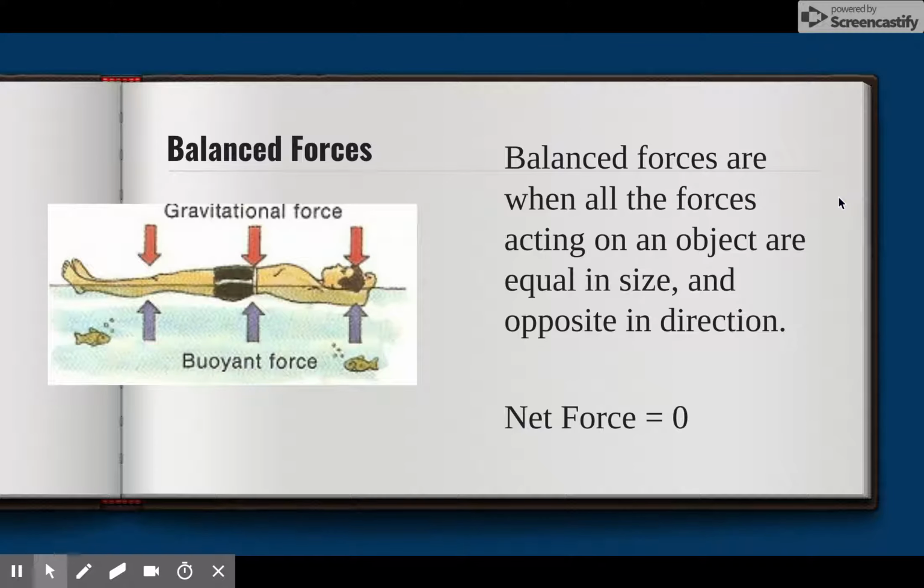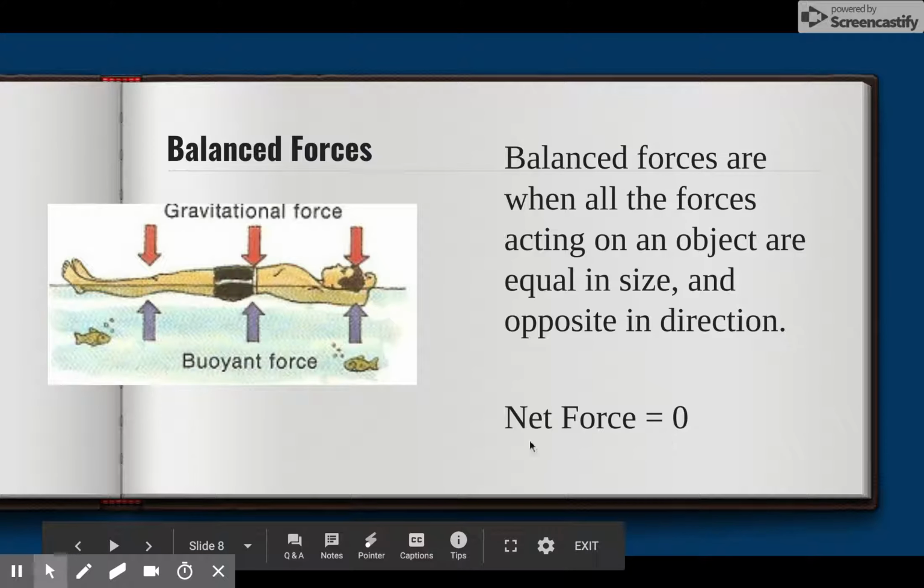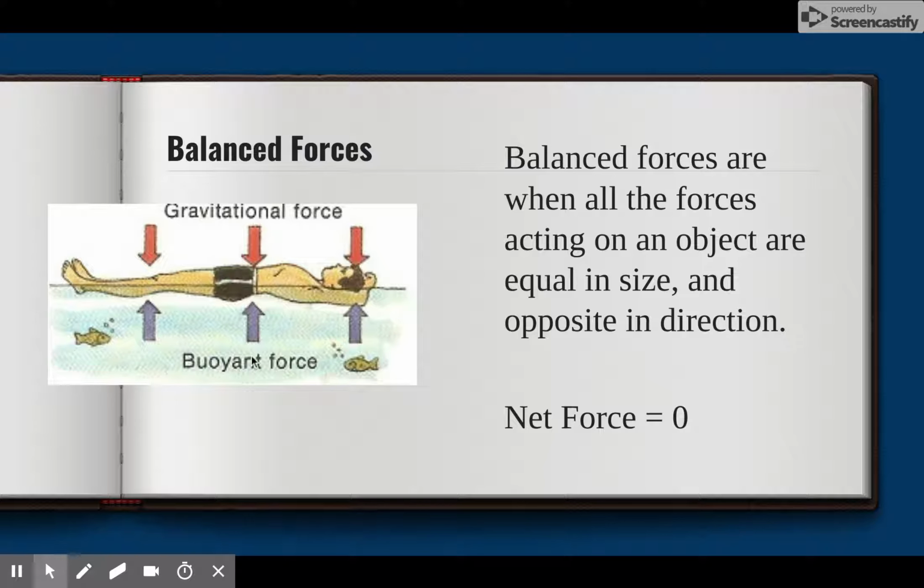So, for us, we are focusing on whether forces are balanced or unbalanced. Balanced forces happen when all forces acting on the object are equal in size and opposite in direction. Basically, they cancel each other out, and we end up with what we call a net force of zero. You can see that here in this example where we have gravitational force pushing down on the man and the buoyant force from the water pushing up. The arrows are all the same in size, but opposite in direction.